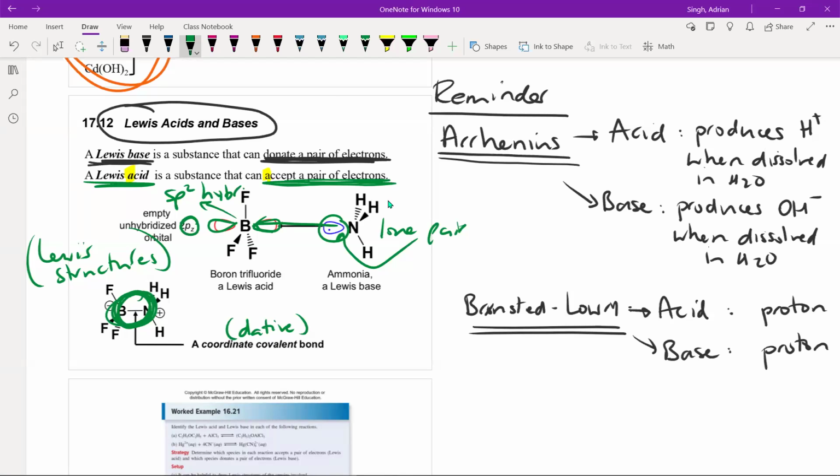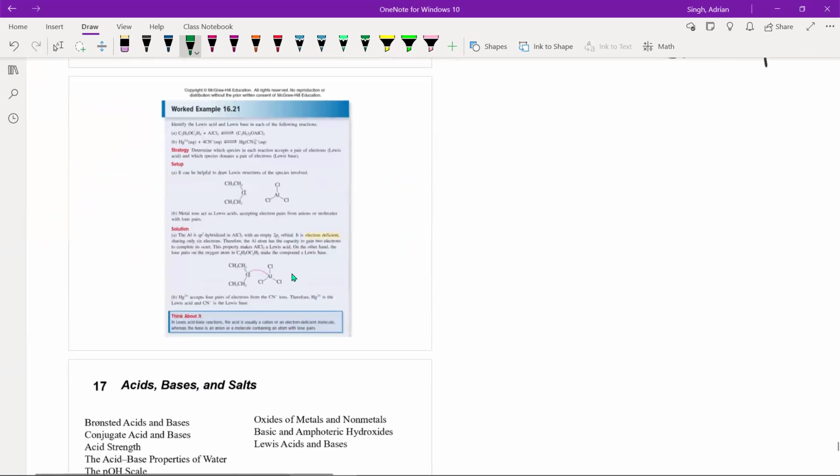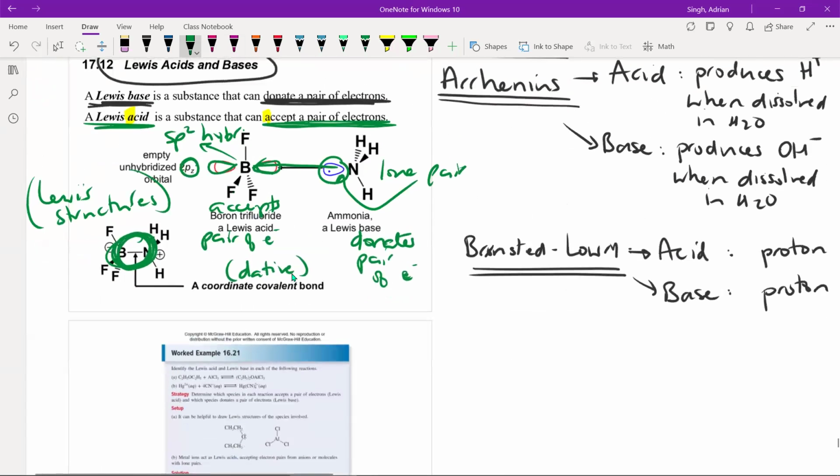So the Lewis acid in this case would be the boron trifluoride that accepts the pair of electrons, whereas the Lewis base would be the ammonia that donates a pair of electrons. In all of these examples that you're going to see, it is going to be very useful if you draw out, as best as you can, the Lewis structures, because it is going to be a lot easier to see where the electrons are coming from and where they're going.